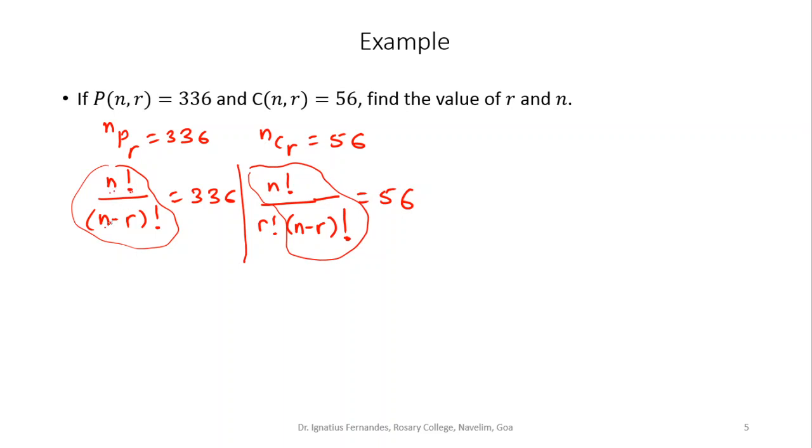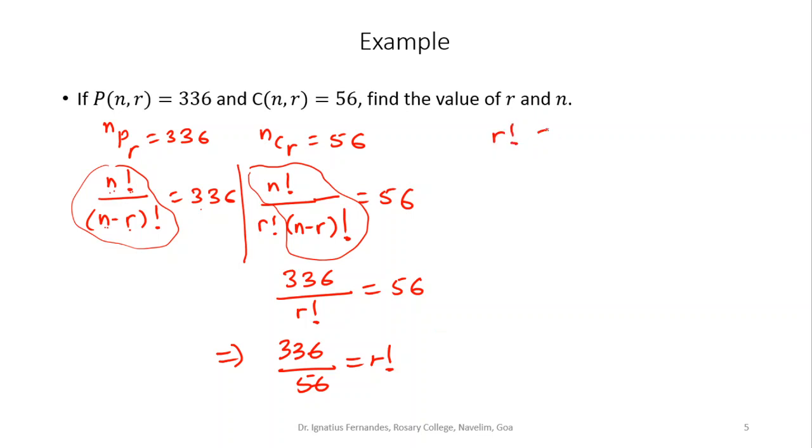Okay, n factorial upon n minus r factorial is 336. So I can always replace this n factorial upon n minus r factorial by 336. This r factorial will remain, and this is equal to 56. So what do I get? Cross multiply this r factorial and 56. I have 336 divided by 56 equal to r factorial, or r factorial is equal to 336 upon 56, which is 6. Okay, so I get finally r factorial is equal to 6.